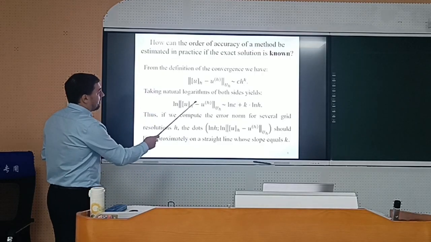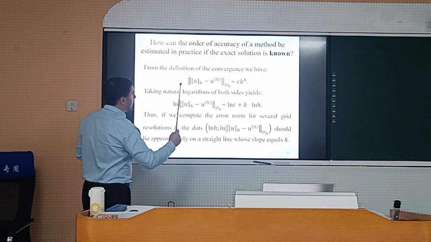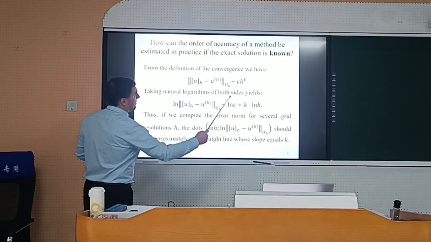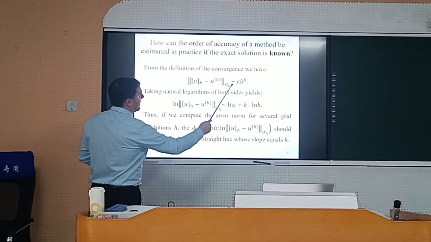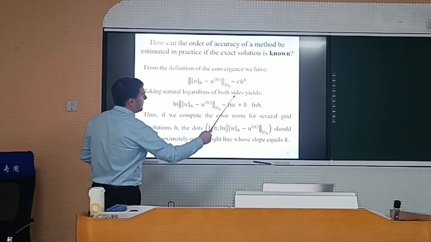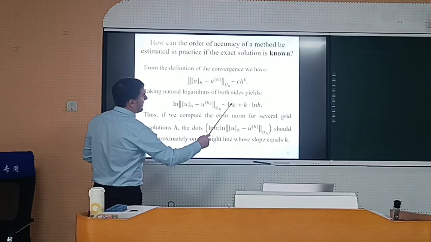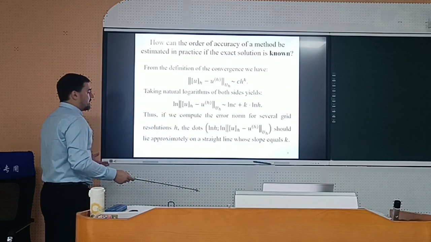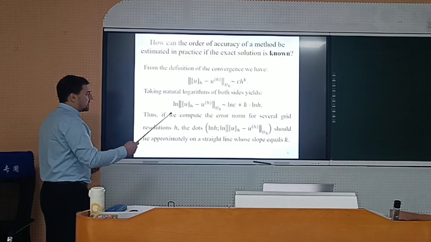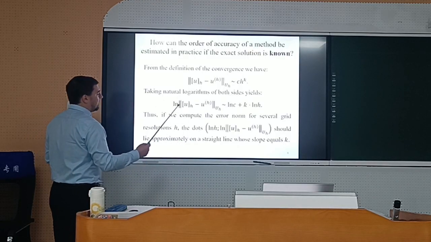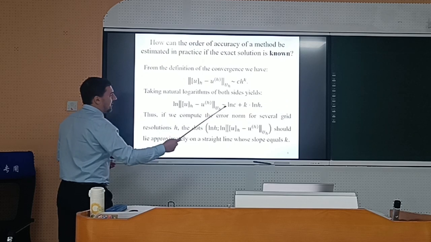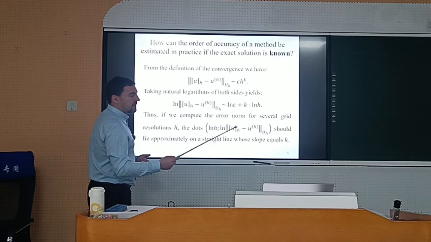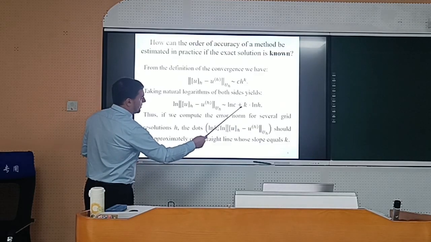Take a natural logarithm of both sides. So now we take the natural logarithm of the left side and of the right side. The logarithm of the product is the summation of logarithms: logarithm of C plus K logarithm H. So what does it mean? It means that it's a straight line. In the coordinates logarithm of error and logarithm of H, this is a straight line, right? With the slope equal to K.